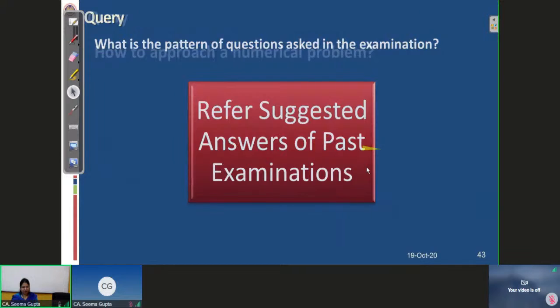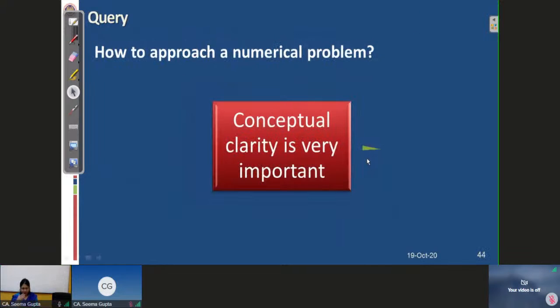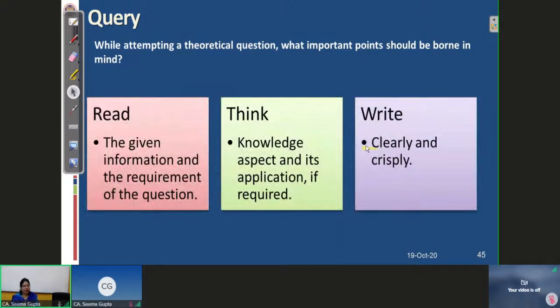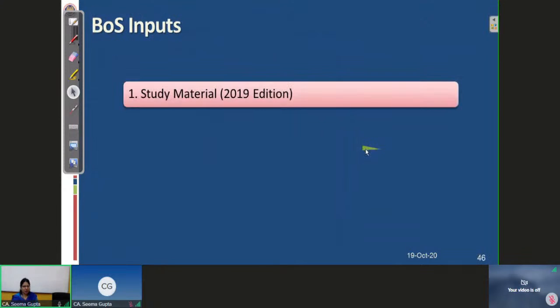Pattern of the questions we have already discussed, and moreover you can refer suggested answers of past examinations. How to approach a numerical problem. Conceptual clarity is very important for any numerical problem. While attempting a theoretical question, what important points should be kept in mind? You have to read the given information and requirement of the question. You have to think what is a requirement of that particular question and what inputs you can give as an answer to it. You have to write very clearly and very crisply for that particular question.